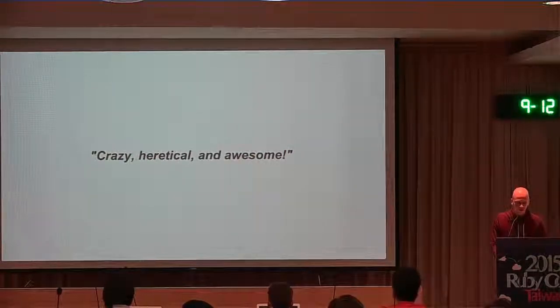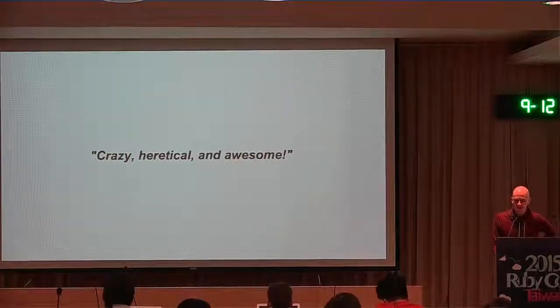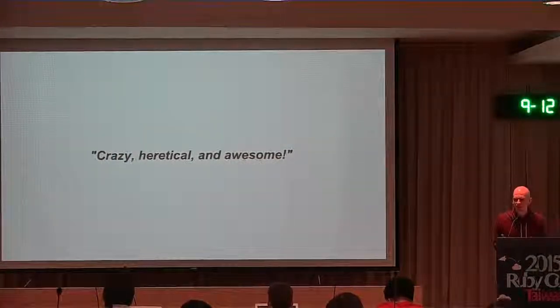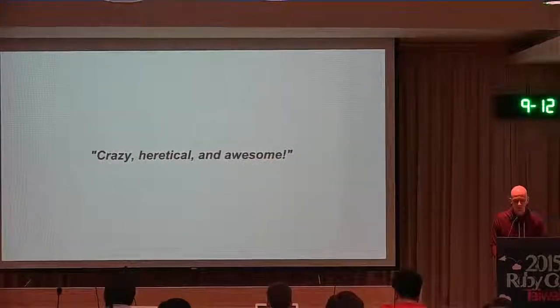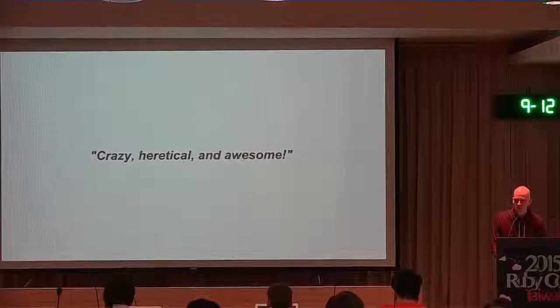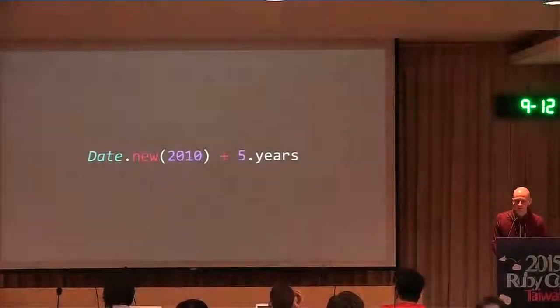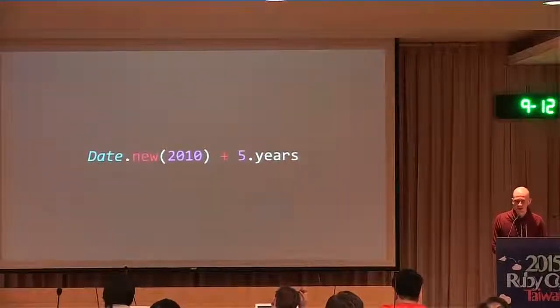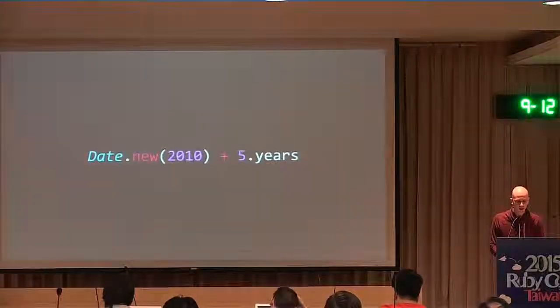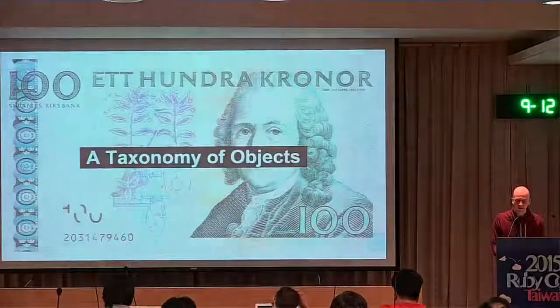All right. So James called his own idea crazy, heretical, and awesome, which I think might hint at the controversy that suggesting a new kind of object sparked at this time. What he proposed in 2010 was an object that probably a lot of you have heard about at this time, called the service object. Now, fast forward 5 years from when James first suggested the service object, and we have a taxonomy of objects.